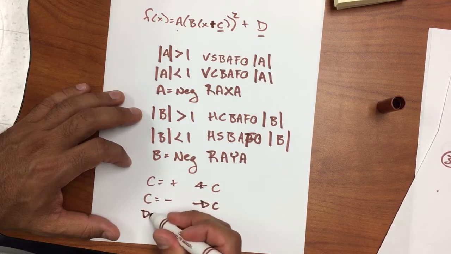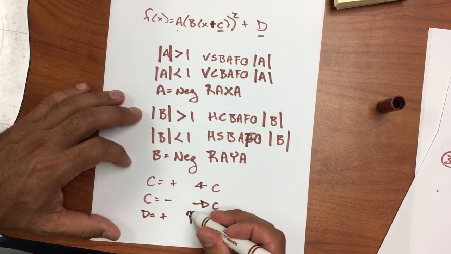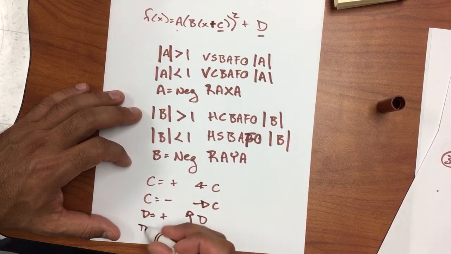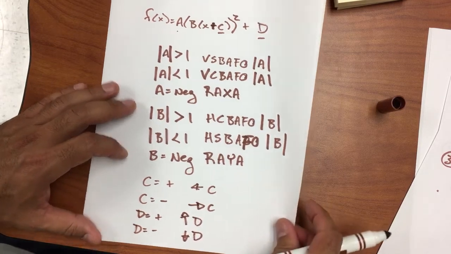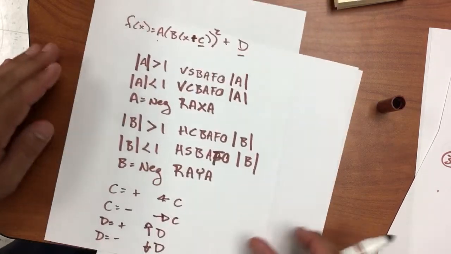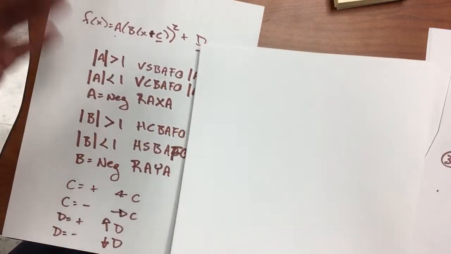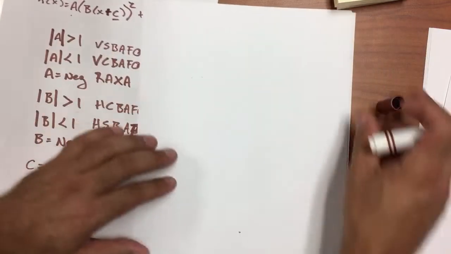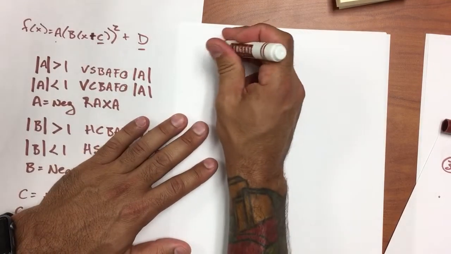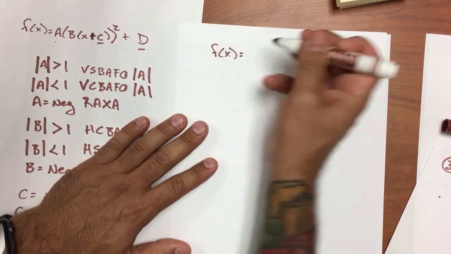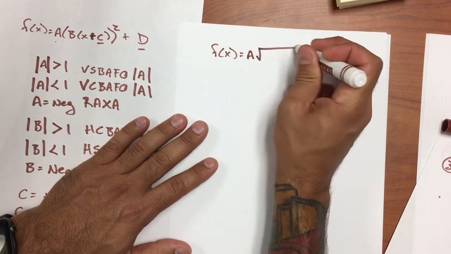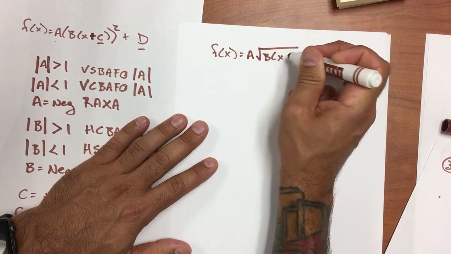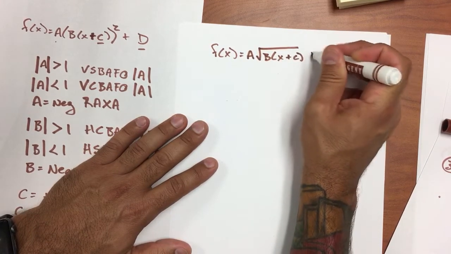If d is positive, we move up d spots. And if d is negative, we move down d spots. And we're going to use this for all of them. And so I'm going to show you a couple other examples that we use the exact same rules for, okay? And that's for any function really, but let's say I had a square root, so it's going to be a square root of bx plus c, plus d.